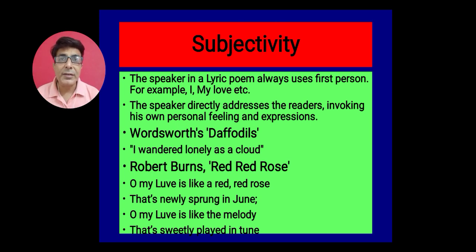Oh, my love is like a red, red rose that's newly sprung in June. Oh, my love is like a melody that's sweetly played in tune. So the poet is talking about his love. That he is using the word my love. So subjective poem.